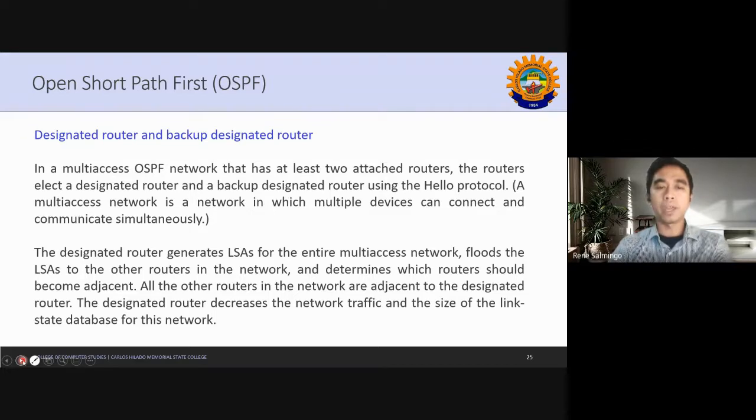So, a multi-access network is a network in which multiple devices can connect and communicate simultaneously. The designated router generates LSAs for the entire multi-access network. It floods link state addresses to the routers in the network and determines which routers should become adjacent. All other routers in the network are adjacent to the designated router, and the designated router decreases the network traffic and the size of the link state database for the network.